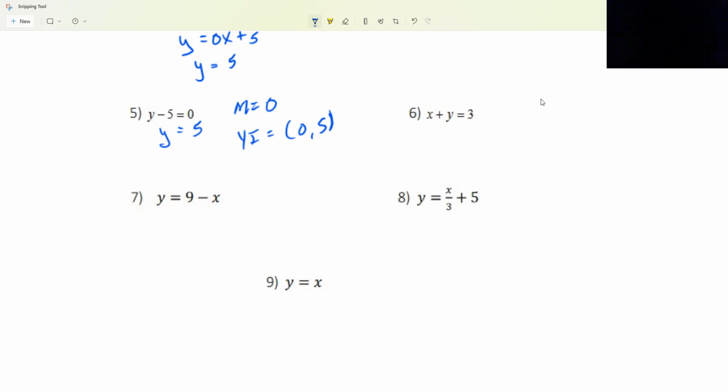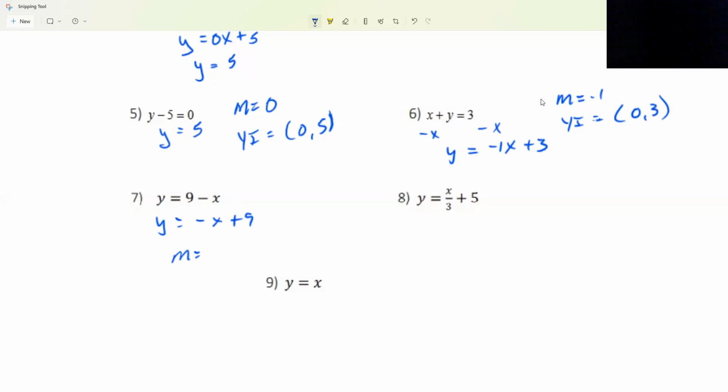Okay, so for this one, remember, I'm going to get y by itself, so I'm going to subtract x on both sides. So I get y is equal to negative x plus 3. All right, my slope here, remember, this is negative 1. So my slope is negative 1, and my y-intercept is going to be (0, 3). All right. Number 7 here, they just have things in a reversed order. So I'm just going to take it and say negative x plus 9. So your slope here is negative 1, and your y-intercept is going to be (0, 9).